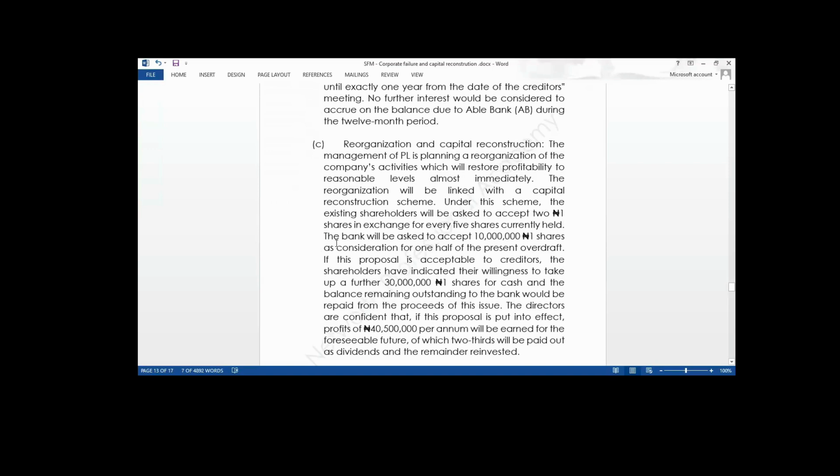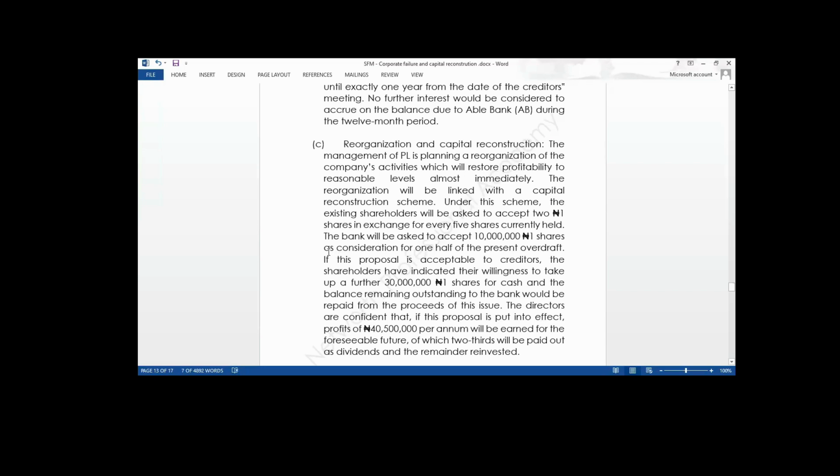Let's continue. The bank will be asked to accept 10 million, 1 naira shares as consideration for 1/2 of the present overdraft. Please, what is 1/2 of the present overdraft? Our present overdraft is 45 million. Please compute 1/2 of it. 22.5 million. Thank you.